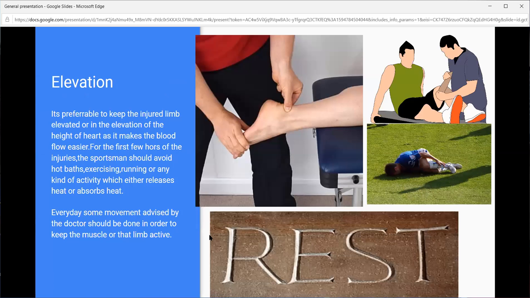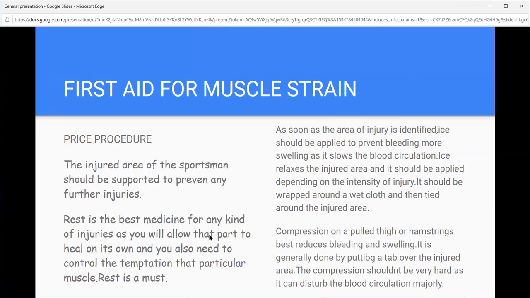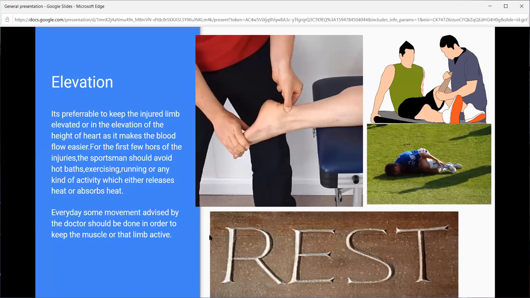Elevation. So this is also first aid for muscle strain. So it's preferable to keep the injured limb elevated at the height of the heart. So basically, imagine you've got hurt on your hamstrings. If you're just sitting normally, like you're sitting on a chair, then all the blood will flow down to the thigh. And as I said before, that blood circulation is not good because it'll start bleeding.